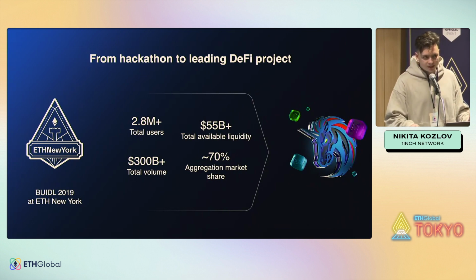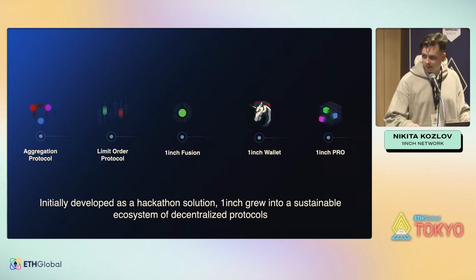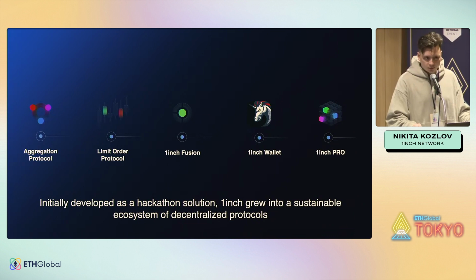We also have multiple other protocols like Limit Order Protocol. We do have Vantage Wallet. Actually, it's a list of protocols, and you can take a look at some of them here. One of the most popular ones right now is Limit Order Protocol and Vantage Fusion. Also, we have Vantage Pro, a product for institutionals that provides KYC and AML policies.